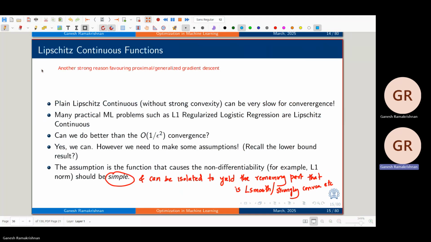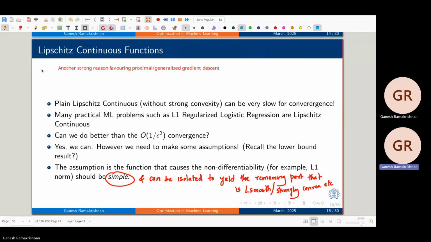I talked about how plain Lipschitz continuity can be slow for convergence. So can we do better than 1 upon epsilon square convergence? Yes, we can. We'll have to make some more assumptions. That's also part of this.